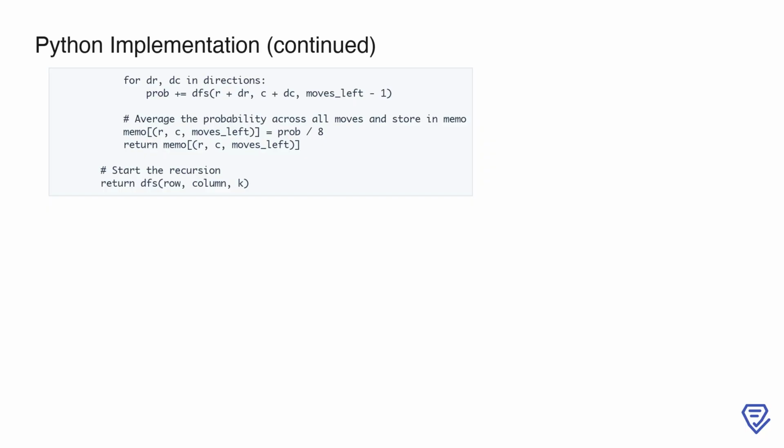To start the calculation, the knight probability function calls DFS with the initial position of the knight and the total number of moves k. This initiates the recursive process and ultimately returns the probability of the knight staying on the board after k moves.